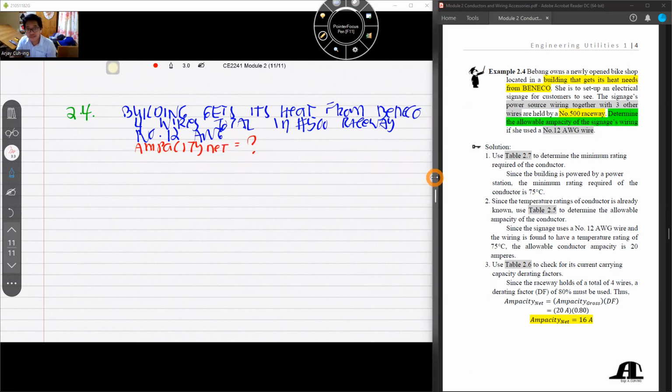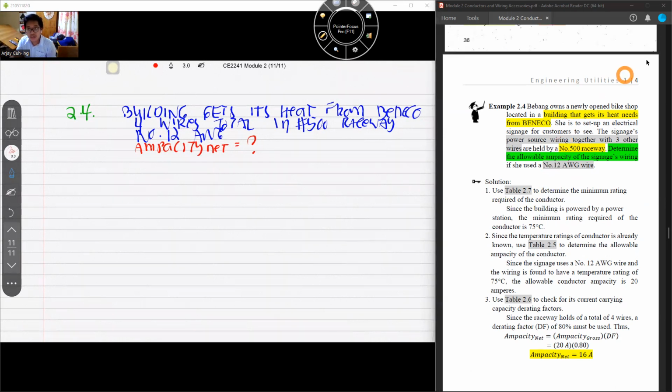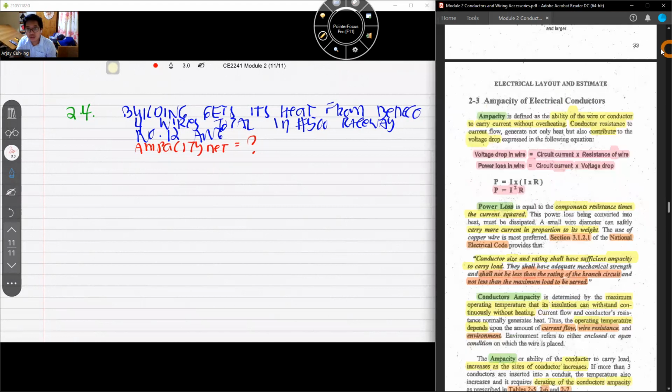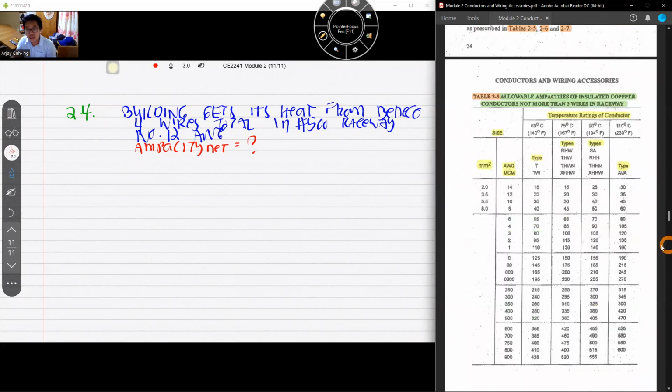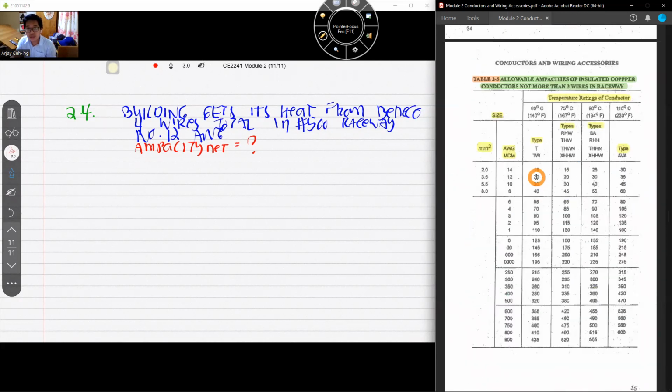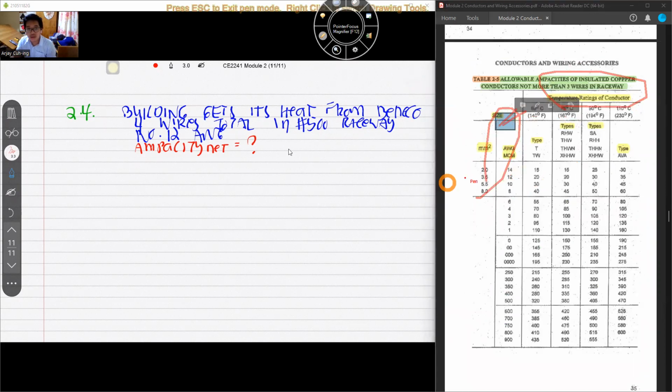So supposedly, yan, gagamit tayo ng table, class. Okay, so para ang endgame kasi natin, class, kung titignan nyo, para makuha natin yung allowable ampacity, di ba kailangan natin gamitin yung table 2.5, okay. Pero para magamit natin yung table 2.5, dapat alam muna natin kung ano yung side na to, tapos ano yung side na yun. Okay. So kung titignan nyo, class, okay na tayo sa size, di ba? Kasi meron na tayo ng number 12. Okay. So ang kailangan lang natin i-find out, class, is ano yung temperature rating ng conductor.